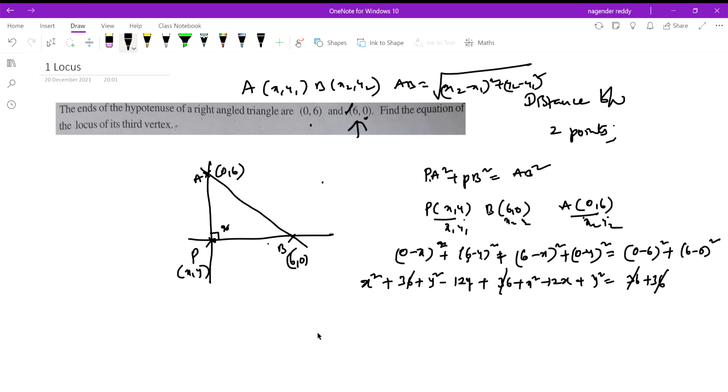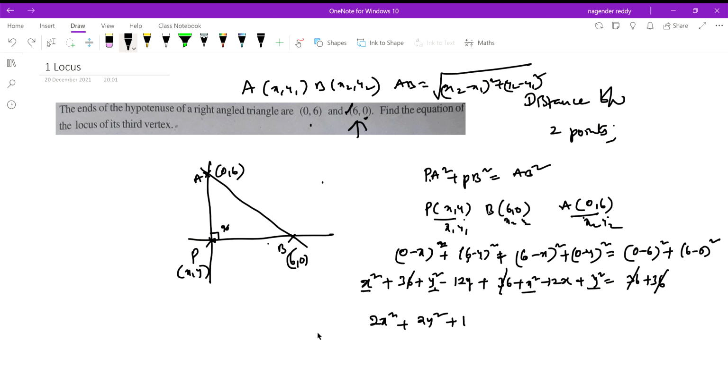So first, write in order. First I'll write the x square term. Both are x square and x square, so we'll get 2x square, and y square will get 2y square. And write the x term, that is 12x.